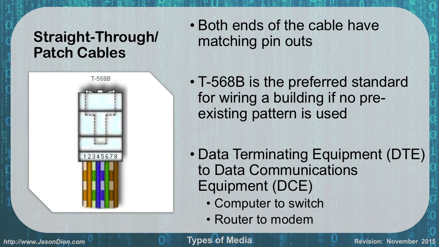Okay. Straight through and patch cables. So both ends of your cable have matching pin outs. So if you're using 568B standard, which is standard on both sides, you're going to end up having a straight through cable. Okay. This is the preferred standard for wiring in a building if no pre-existing pattern is already used. By default, you should use 568B because that way you're using the same thing everybody else is using.